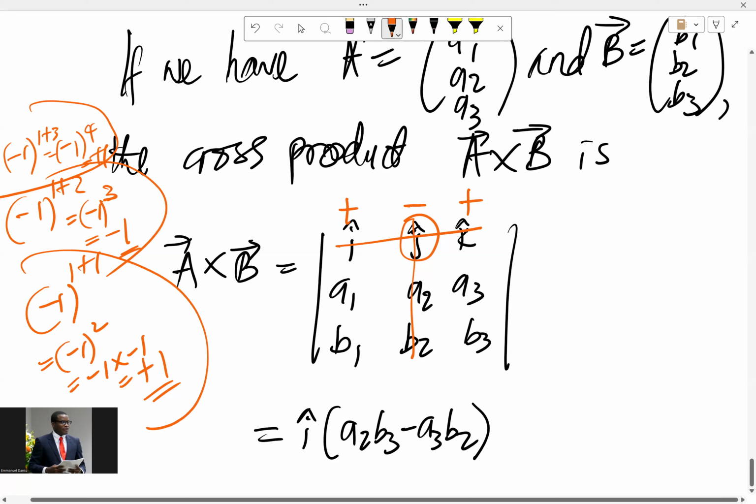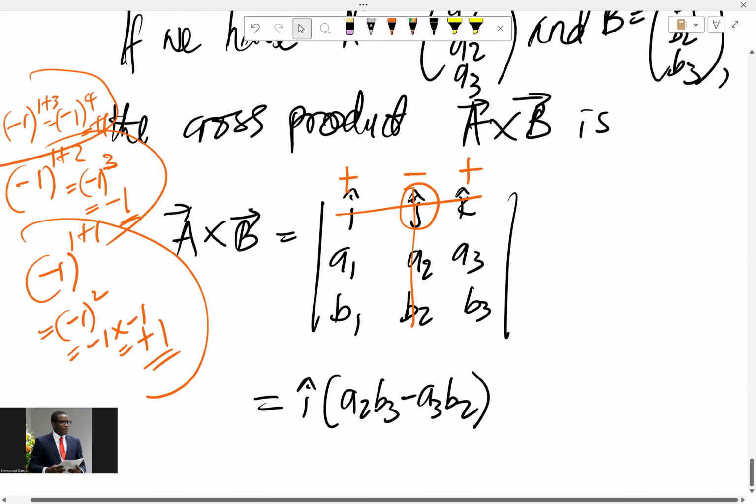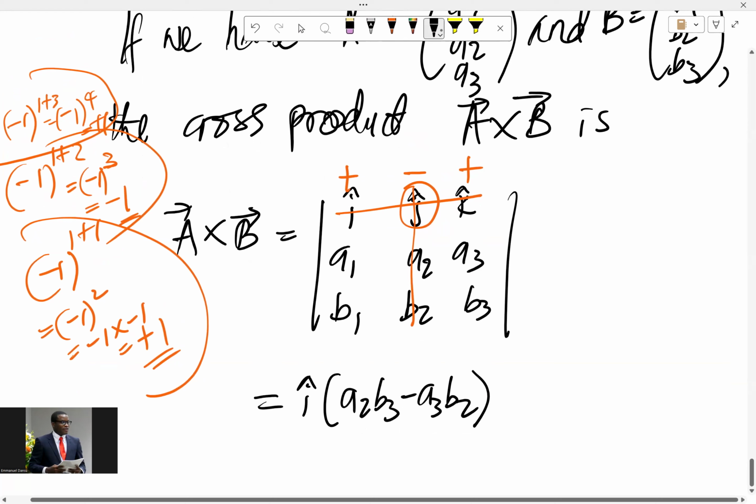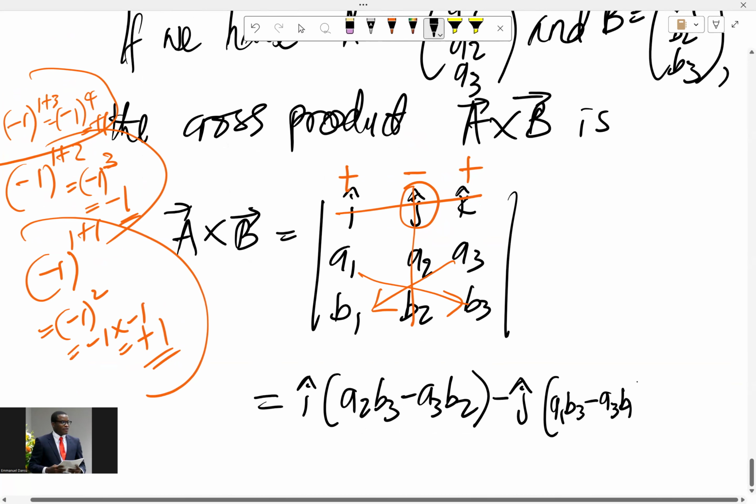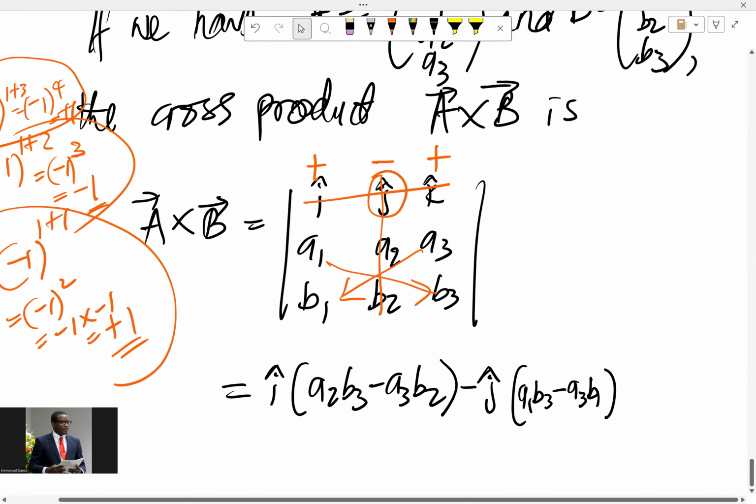Okay, so we can have actually this. So for J now, pay attention that the sign has changed. So you have minus J cap into, since you have crossed this out, A1 times B3 minus A3 times B1. So you have A1 B3 minus A3 B1. Okay, so that's the other part, and we are not done yet.